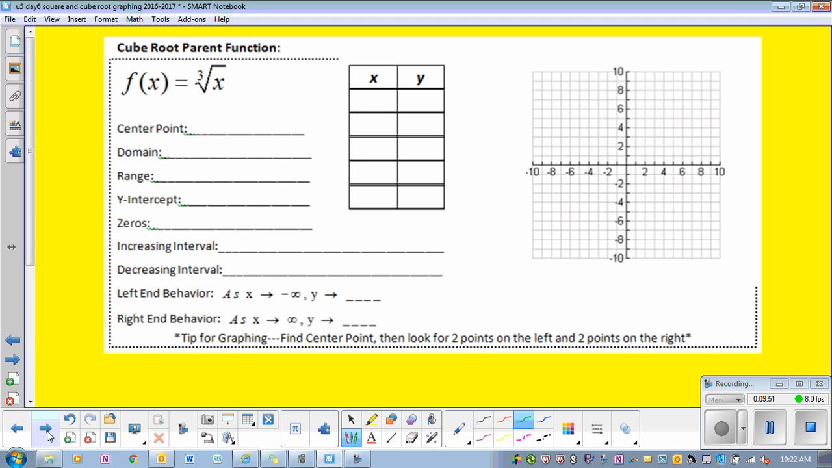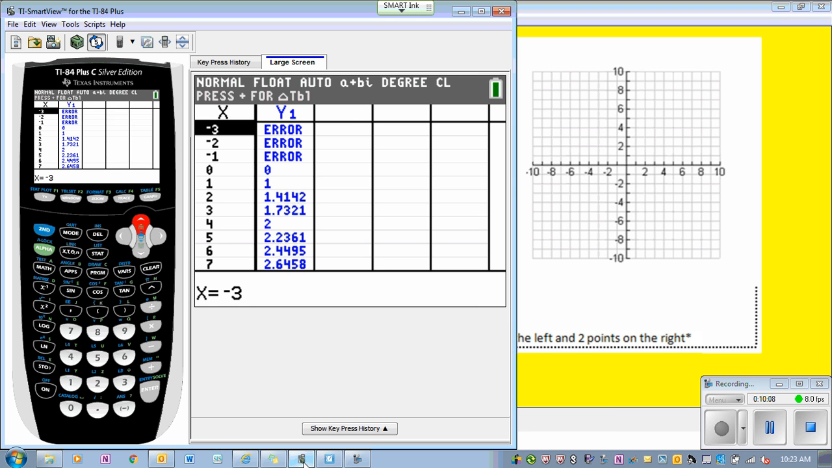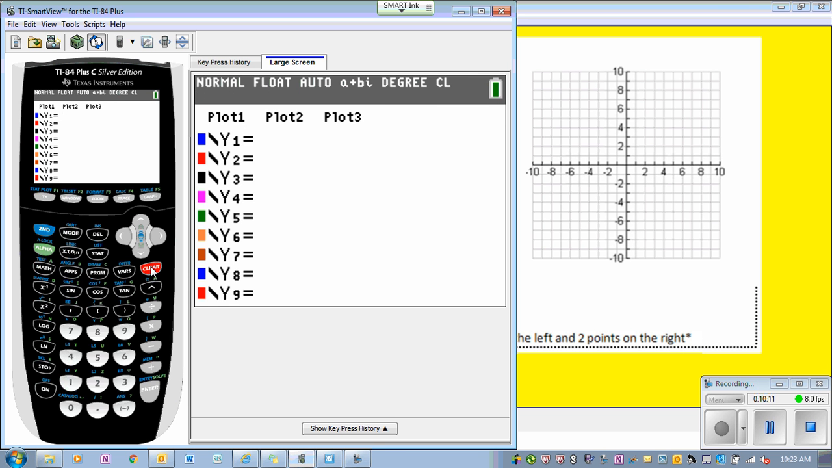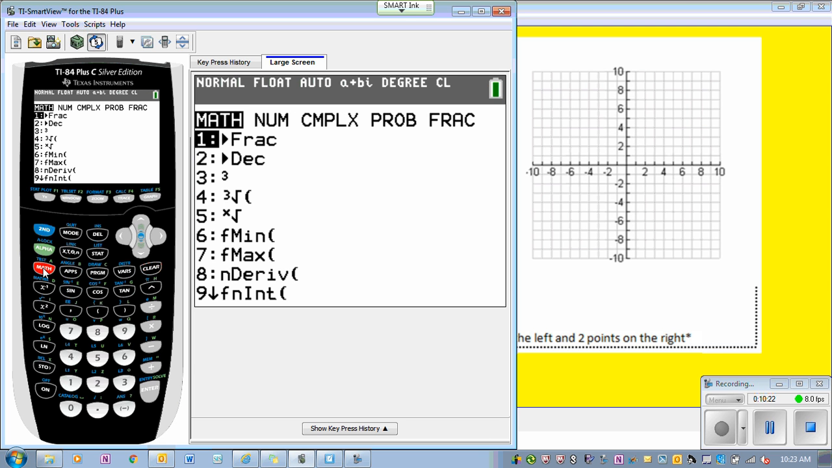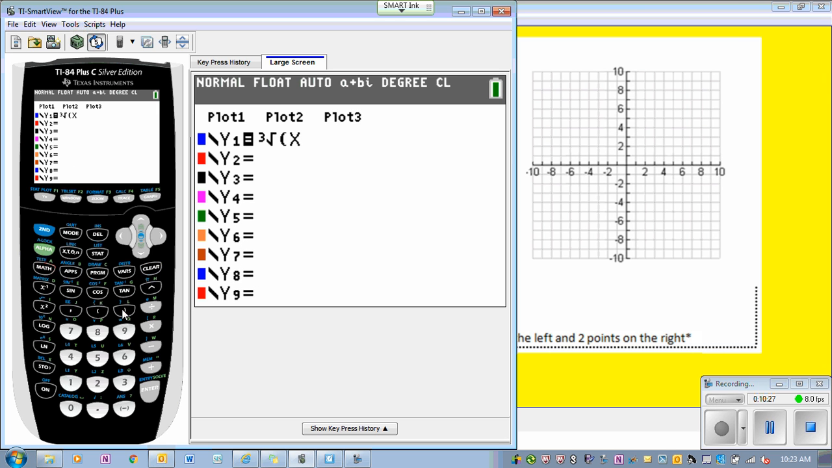All right, so then let's look at the cube root parent function. So the parent function here, the most basic way, is f of x equals the cube root of x. All right, so let's go and graph this. Go to y equals, where is cube root? Good. Math, and then it's the fourth one down. Cube root of x.